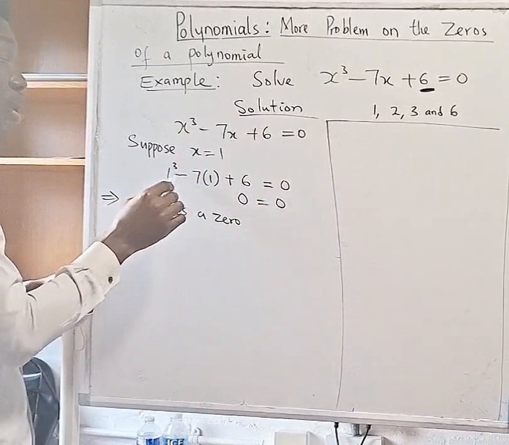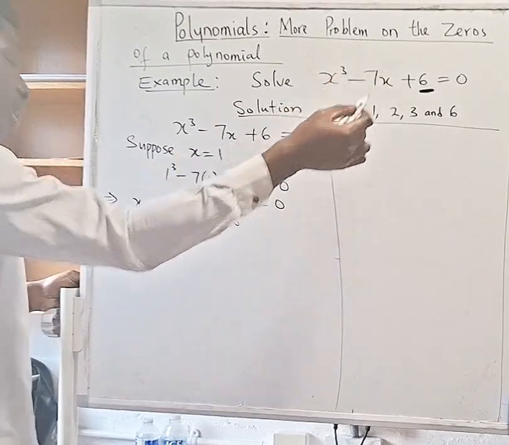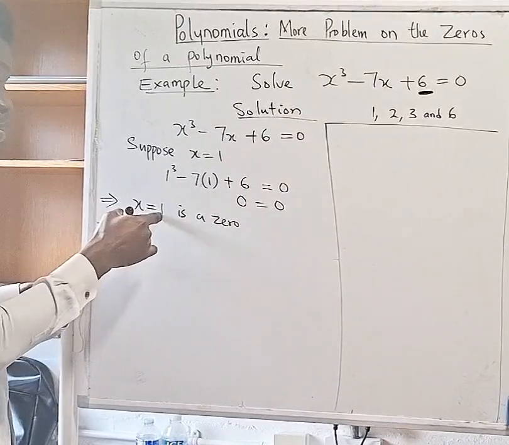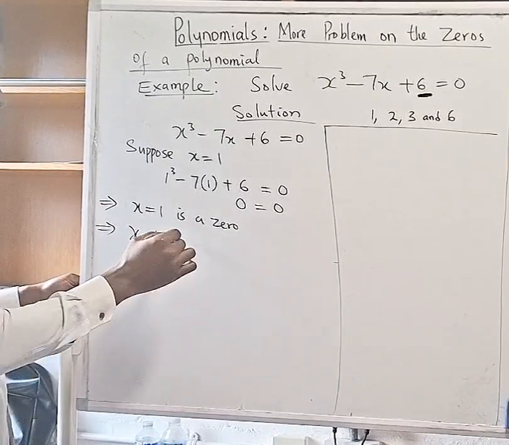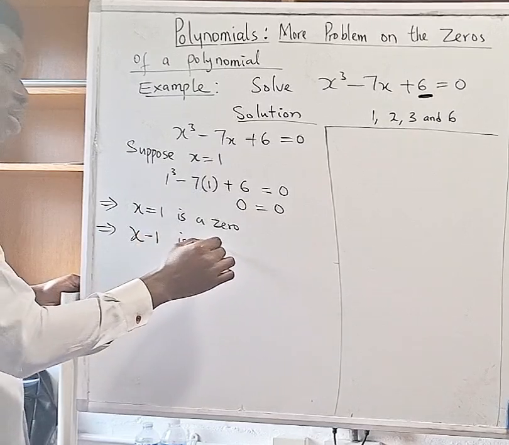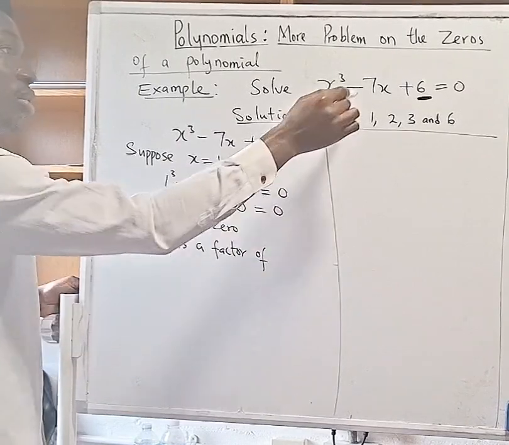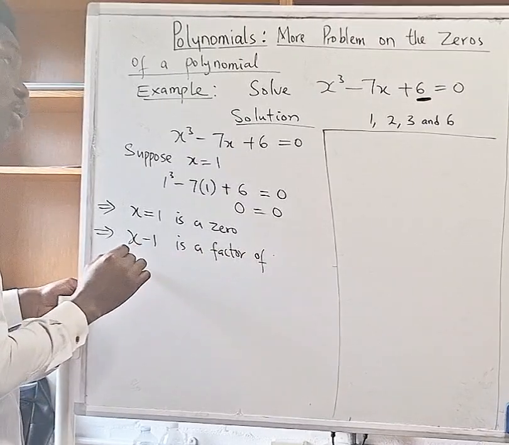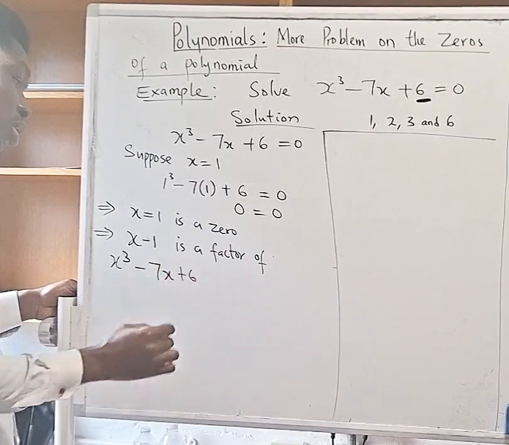And then suppose it wasn't, then we'll try minus 1. If it doesn't, then we'll go to 2, just like that, as I said earlier. This also implies if we put 1 here, it becomes x minus 1 is a factor of x cubed minus 7x plus 6.